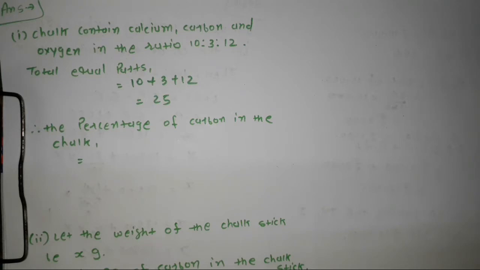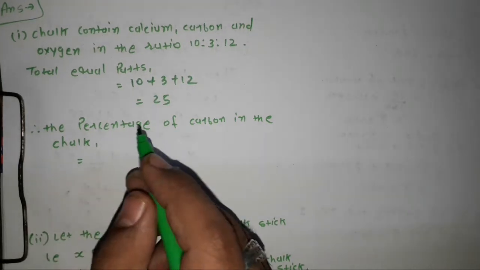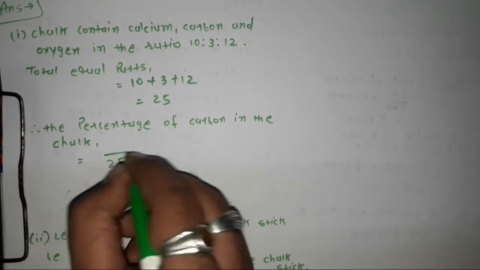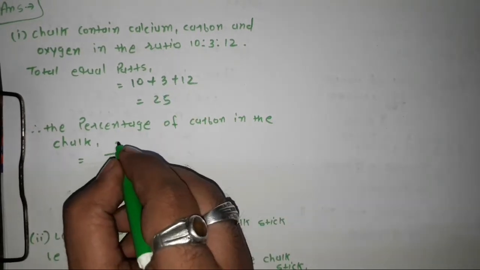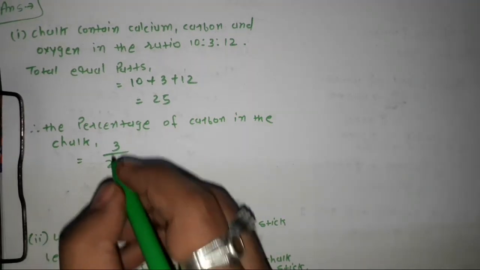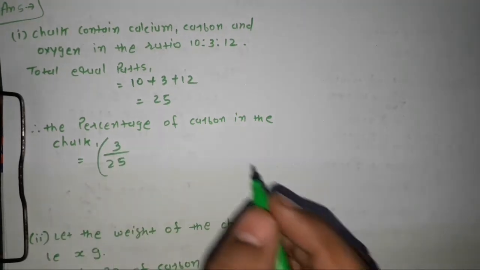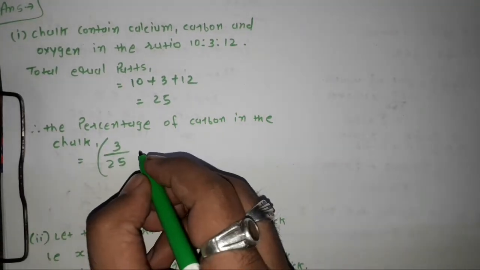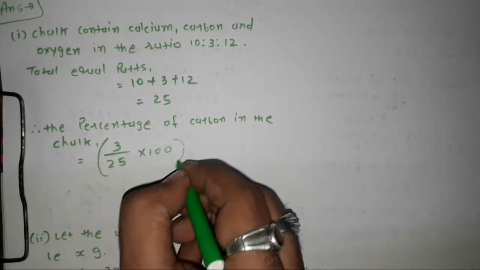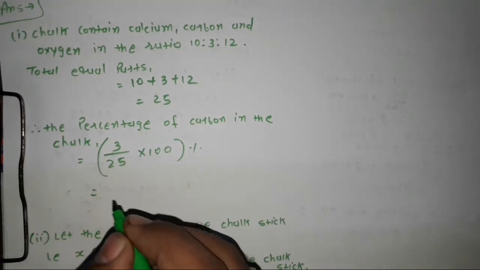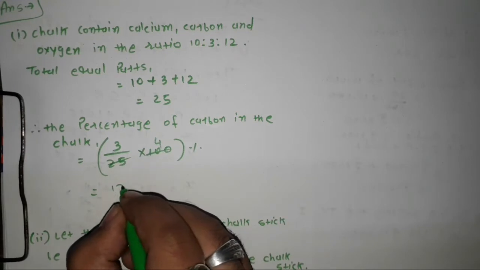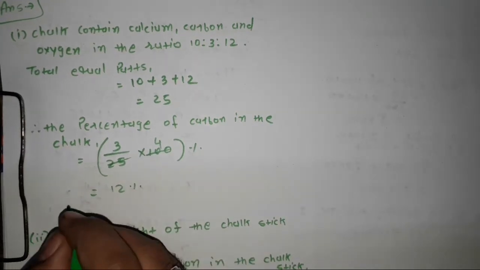For that, first of all, total parts are 25, so here I will write 25, and carbon parts are how much? 3. So this will be the fraction for the part of carbon. To convert this into percentage, we multiply this number with 100. Whatever the answer, that will be in percentage. So 25 for the 100, 4 into 3 is 12. So 12 percentage of carbon in the chalk.